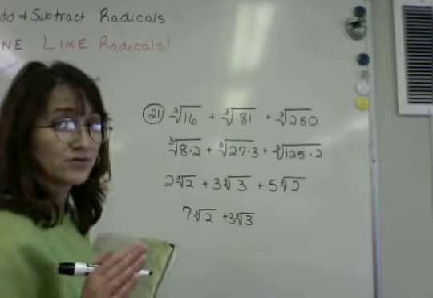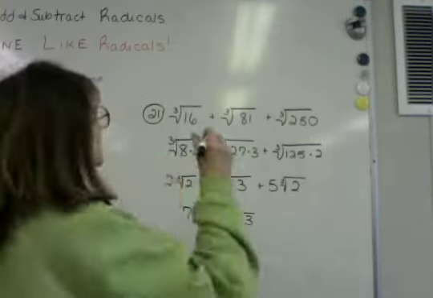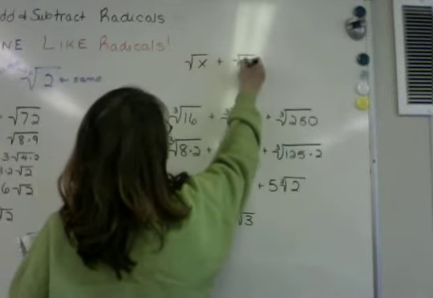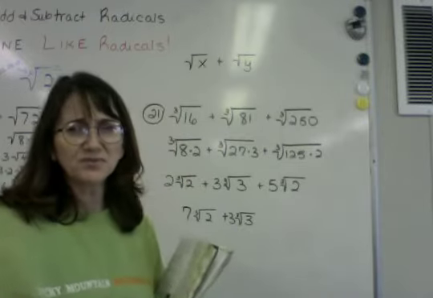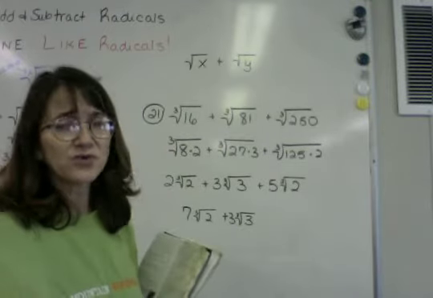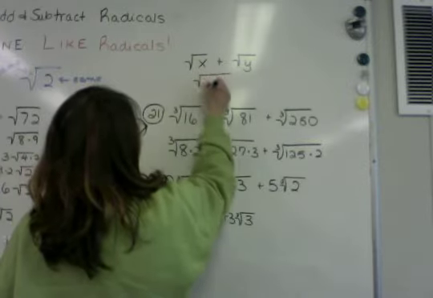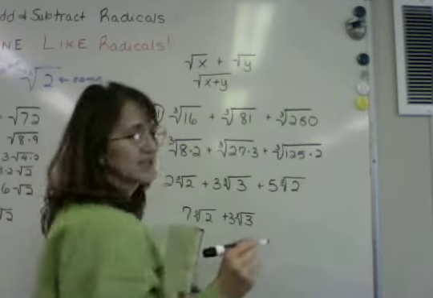Never, never, never try to do this. If I had the radical of x, and then I had the radical of y, if I wanted to multiply those together, I could. That's what that whole table is saying. But I can never do this, guys. I can never put those two under there and add them together.